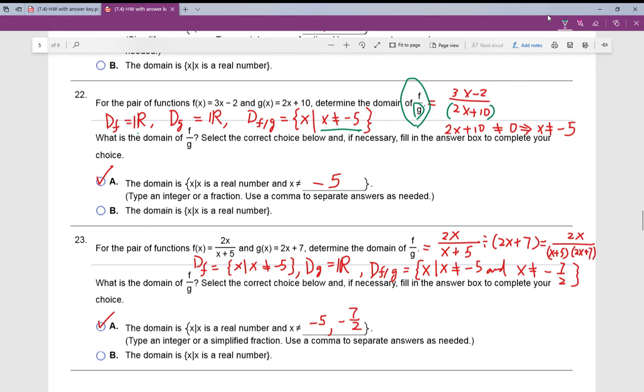Number 23. The f function itself already has a denominator. And even though the domain of g is all real numbers, right now g becomes the denominator. So originally x is not equal to -5. And because the function g becomes the denominator, 2x plus 7 cannot be 0. You kick out -7/2. How do you get that? 2x plus 7 equals 0, 2x equals -7, so x will be -7/2. And then you just kick out this number.